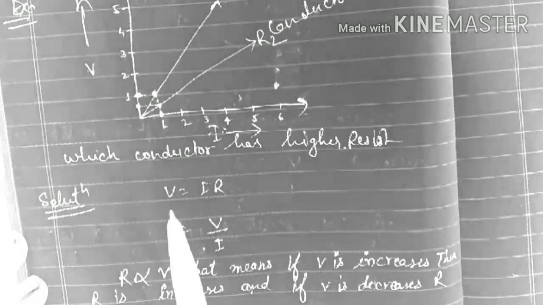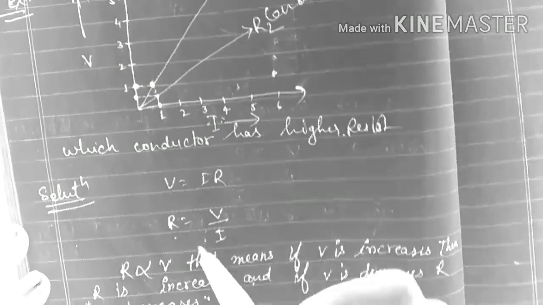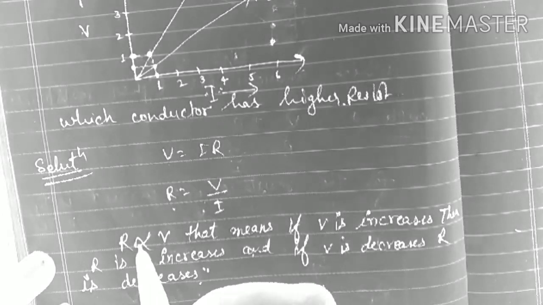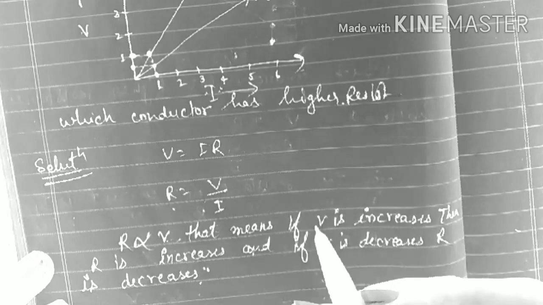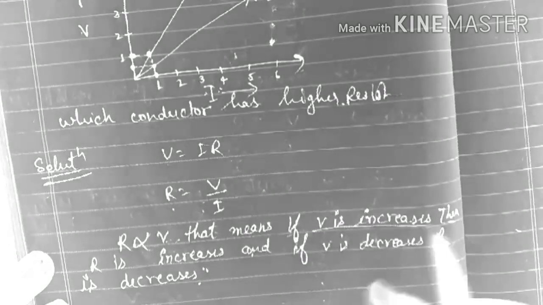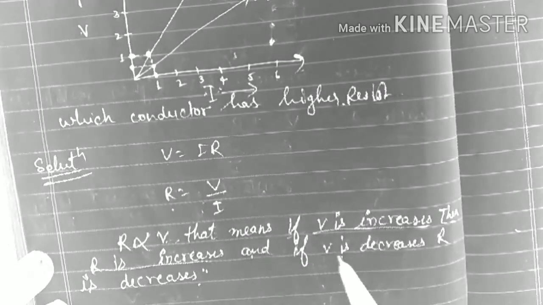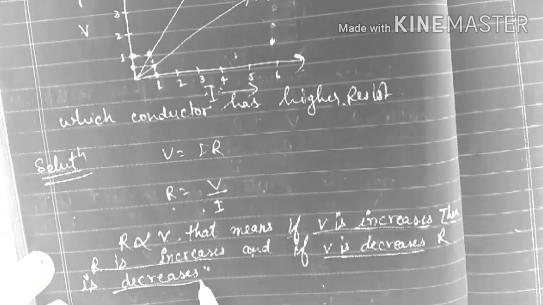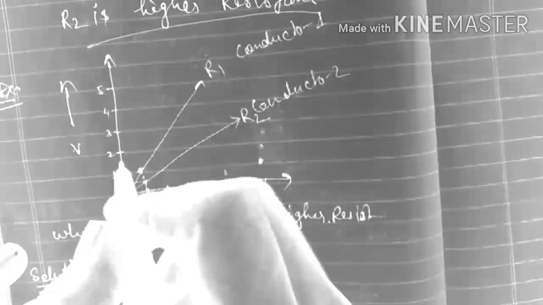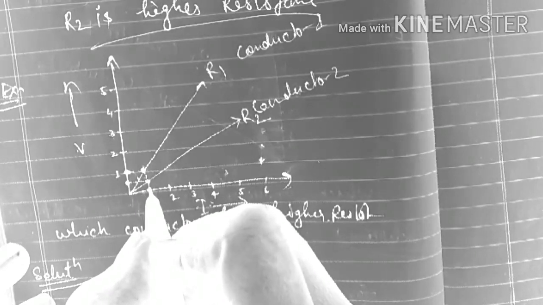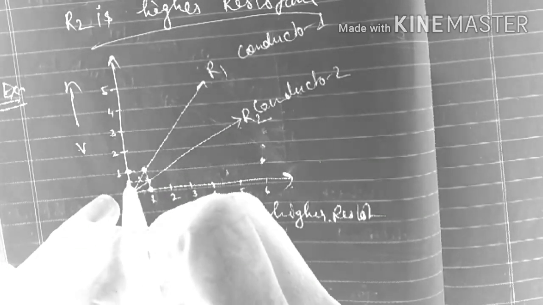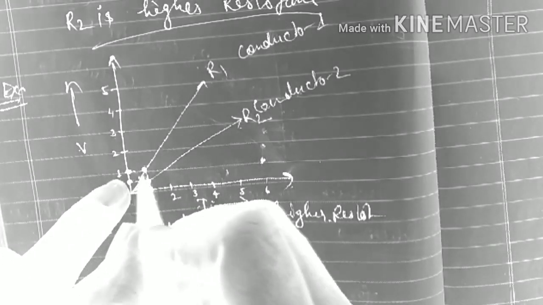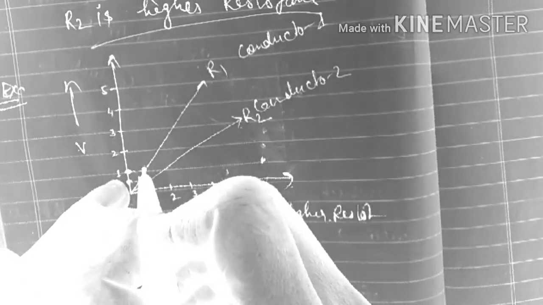We know that V is equal to IR, or R is equal to V by I. That means R is directly proportional to V. What is the meaning of directly proportional? That means if V increases, then R increases, and if V decreases, then R decreases. So here from the figure, if I is fixed, that is 1 ampere, for R2 the voltage is this, and for R1 the voltage is this.